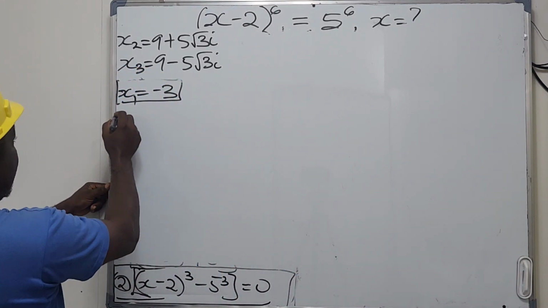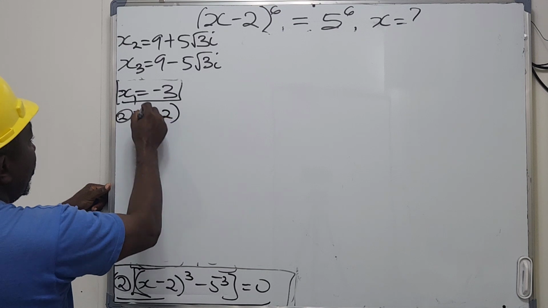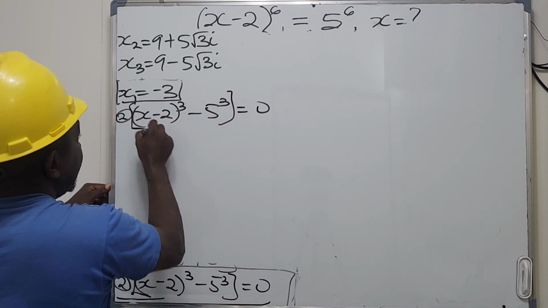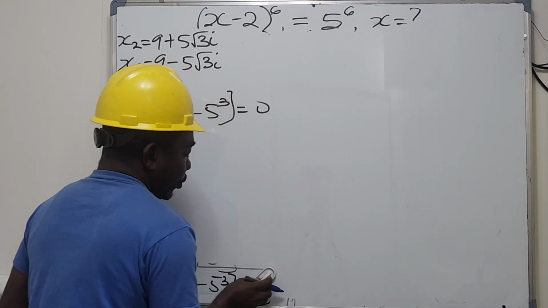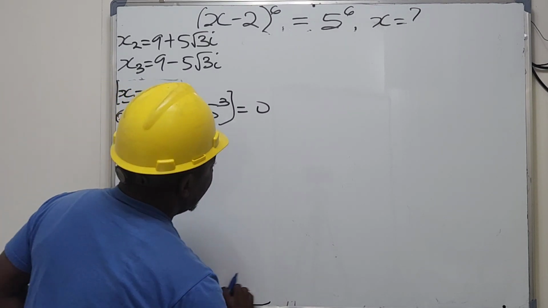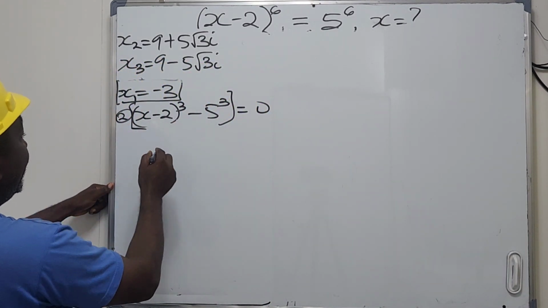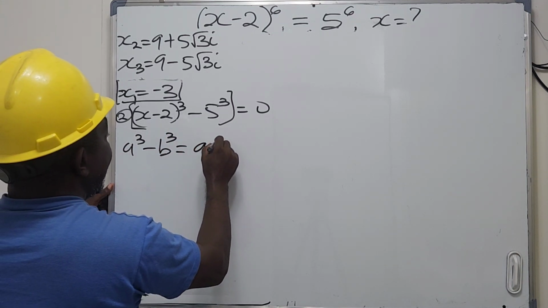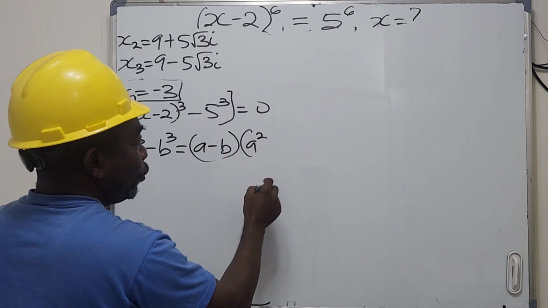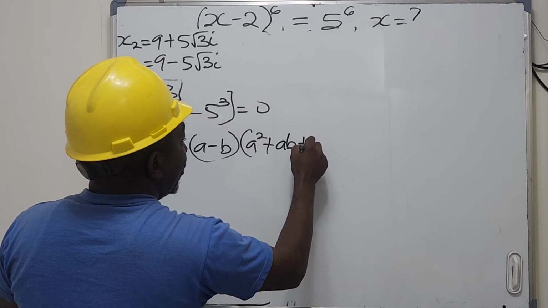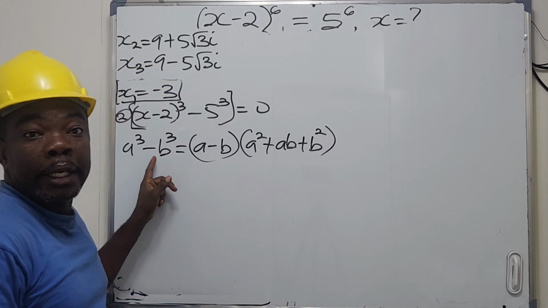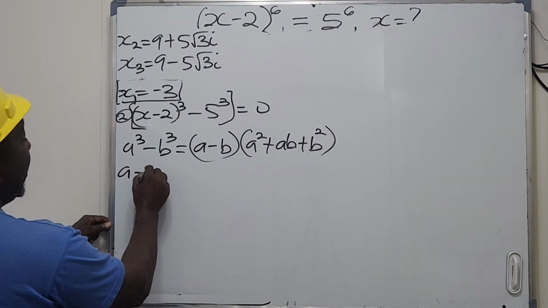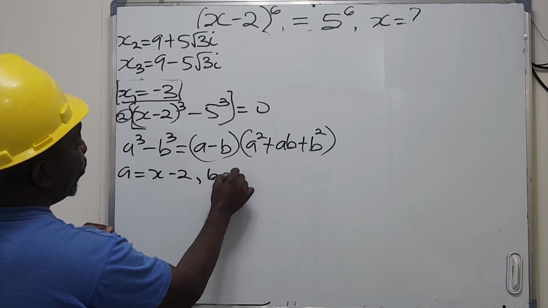Then the second equation says x minus 2 all to the power of 3 minus 5 to the power of 3 all equals to 0. So this is the second part of this equation. What we are going to do is to further simplify this, and when we do that, we need to look at this, and this is in the form a to the power of 3 minus b to the power of 3, which is equals to a minus b all into a to the power of 2 plus ab plus b to the power of 2. So this is the difference of two cubes, and if you look, this is a and this is b. So in that case, our a equals to x minus 2, then our b equals to 5.